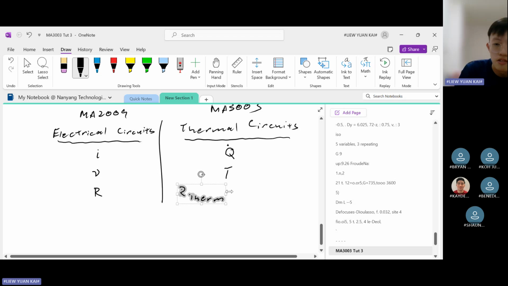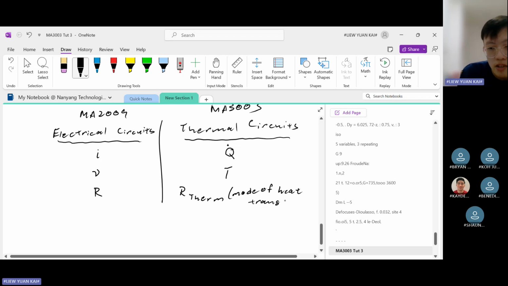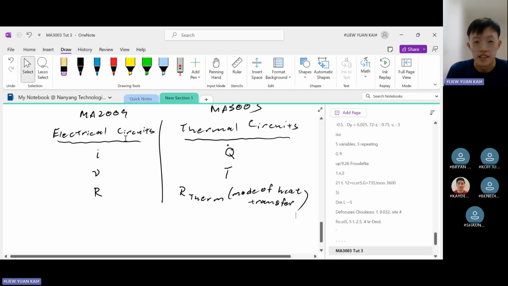Thermal circuits actually correspond to each mode of heat transfer. What do I mean by the mode of heat transfer? Remember, we have three types of heat transfer: conduction, convection, radiation. Each of these will represent a thermal resistance to your heat transfer. That's about it for how we draw the similarities between electrical and thermal circuits.